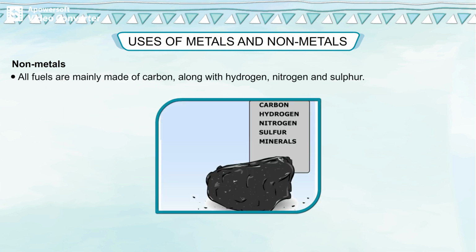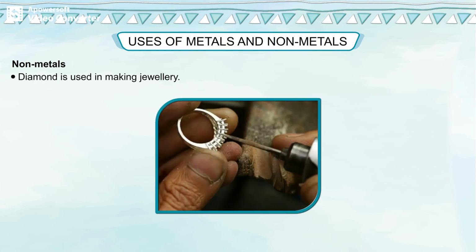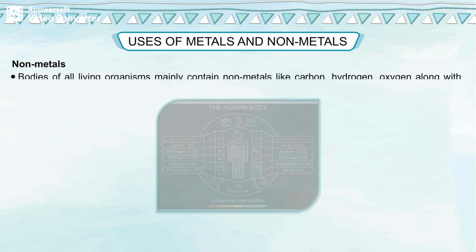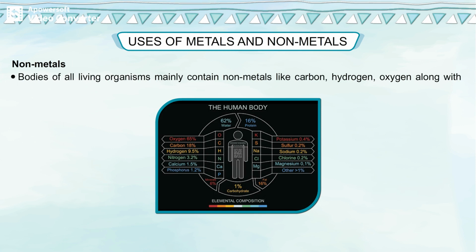All fuels are mainly made of carbon along with hydrogen, nitrogen, and sulfur. Diamond is used in making jewelry. Chlorine is used to disinfect drinking water. Bodies of all living organisms mainly contain non-metals like carbon, hydrogen, oxygen, along with nitrogen, sulfur, phosphorus, etc.